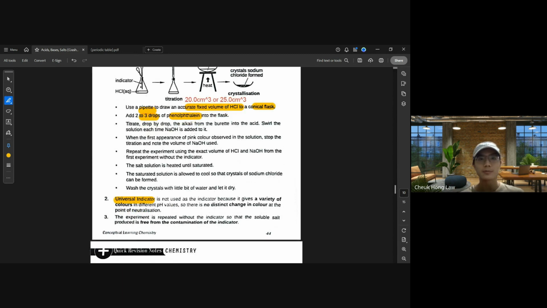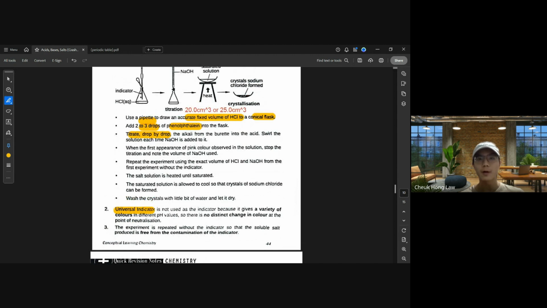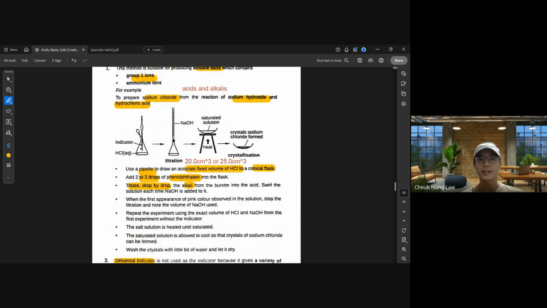Then the third step is to titrate the alkali drop by drop. In this case, the alkali is sodium hydroxide. You titrate it drop by drop from the burette into the acid.